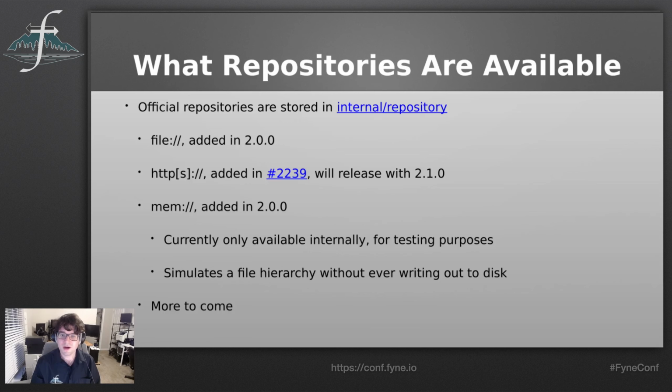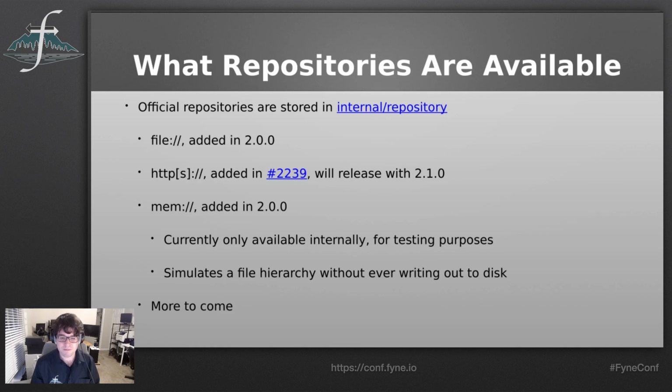So what repositories are available right now? Currently all of our official repositories are in internal/repository, and specifically file and HTTP get added automatically to apps at startup. File was added in the initial version of storage repositories that released with 2.0.0. HTTPS support and HTTP support have recently been added in PR number 2239 and are going to come out with 2.1.0, which, barring any technical hangups, will probably already be out by the time you're listening to this talk.